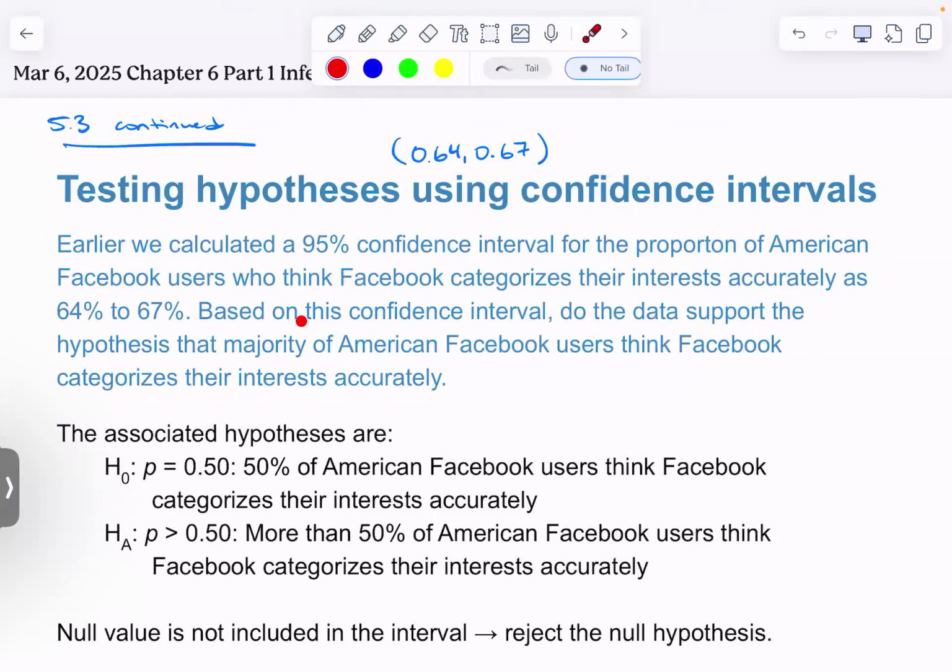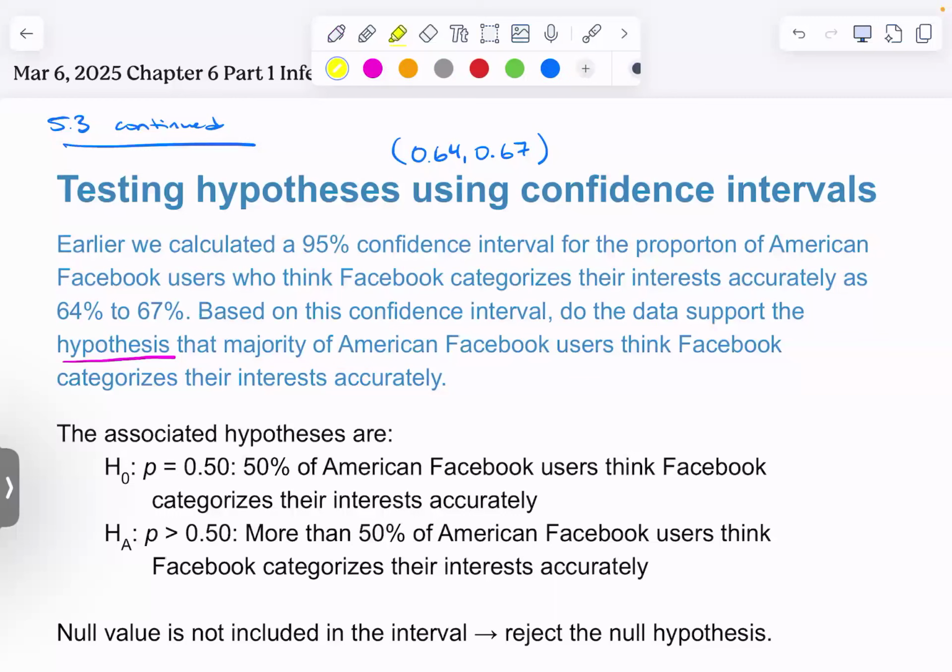Based on this confidence interval, do the data support the hypothesis that a majority of American Facebook users think Facebook categorizes their interests accurately? And so now we have this hypothesis, which means that we need to state our null and alternative hypotheses.